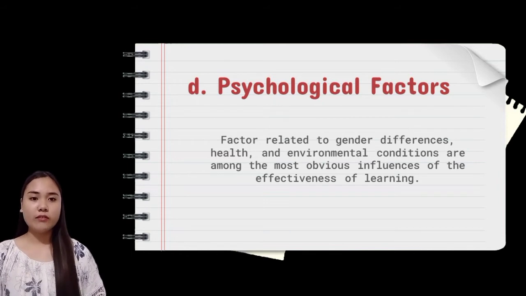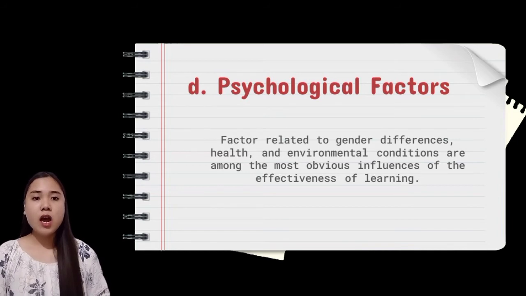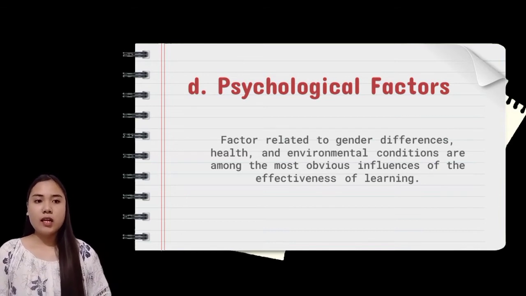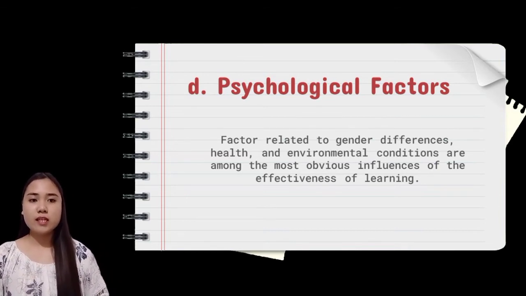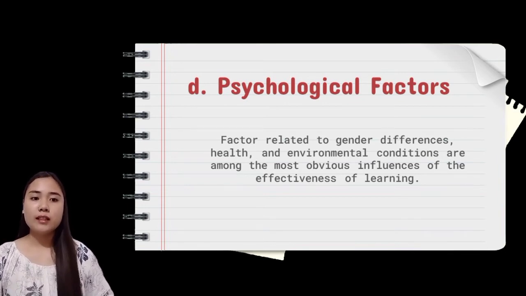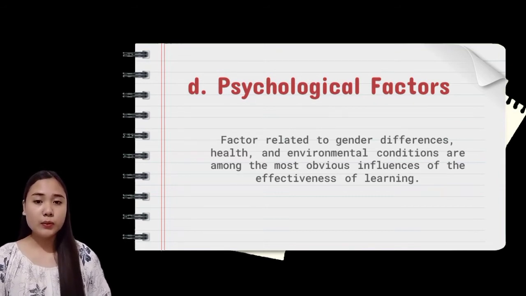Letter D, psychological factors. Factors related to gender differences, health, and environmental conditions are among the most obvious influences on the effectiveness of learning. Dunn and Dunn 1992 have developed standardized instruments to measure the learning styles and environment preferences of learners to cover these and other psychological factors. Teachers who have prescribed individual learning programs based on analysis of these factors feel that they have practical value in improving academic achievement, attitude, and discipline.